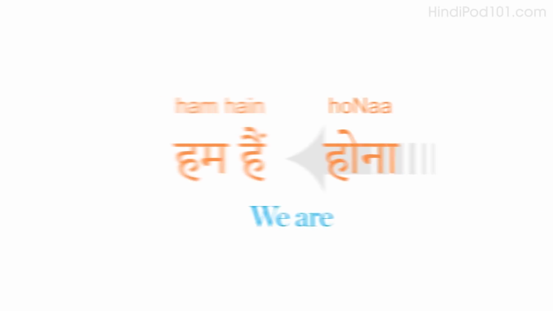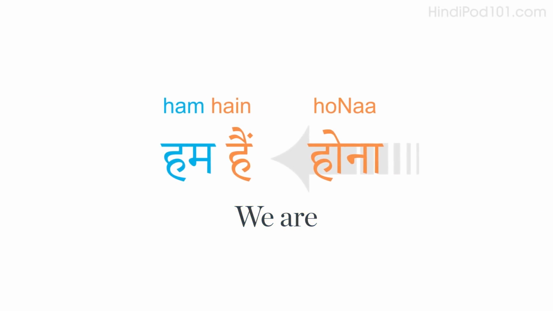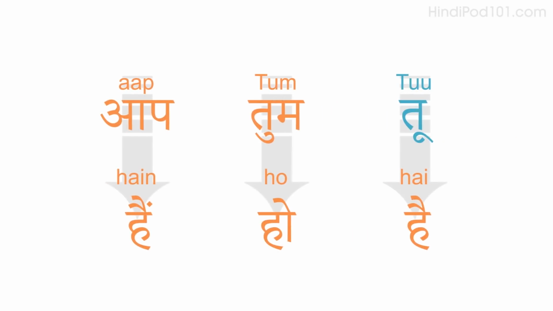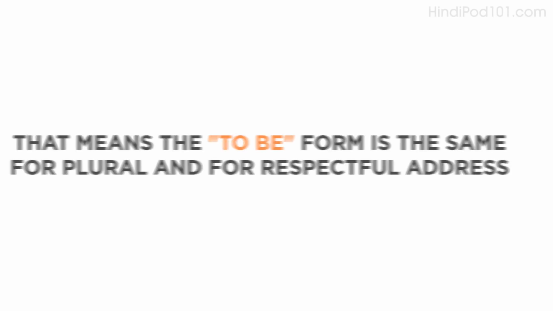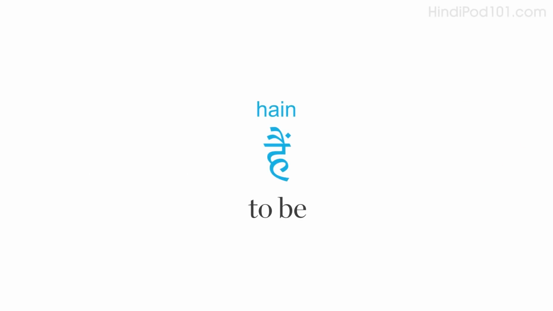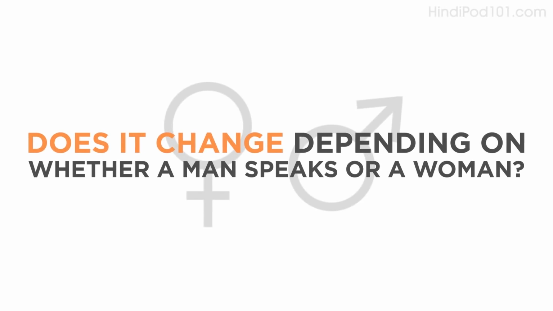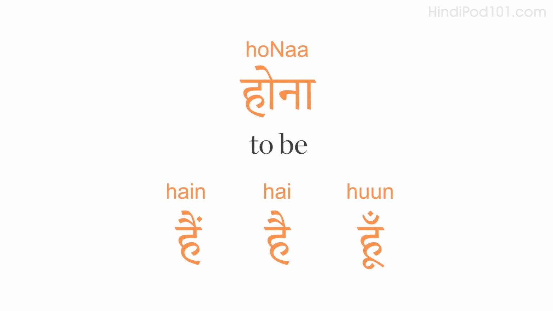मैं हूँ. We are becomes हम हैं, where होना changes to है. With तुम you use हैं, and with तुम you use हो, and with आप you use है. That means the to be form is the same for plural and for respectful address. Yes, it is हैं. Does it change depending on whether a man speaks or a woman? No, it doesn't. We have 3 versions of होना, and these are हूँ, हैं.